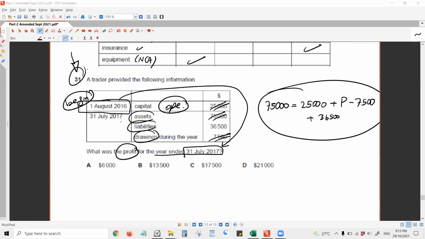Okay. Naima told me about her equation. You took C minus drawing plus profit. It should be a plus here. We should have plus. You should have plus the liability. Okay, there should be a plus here.